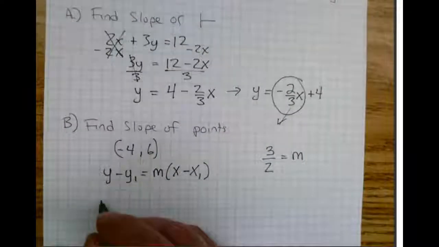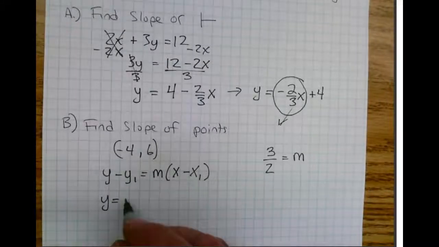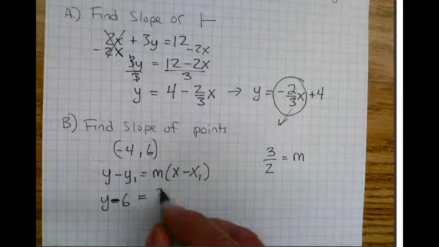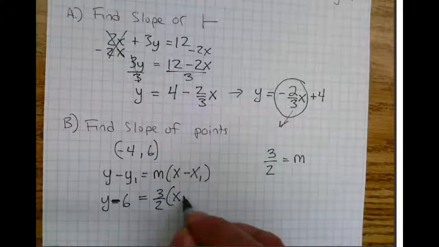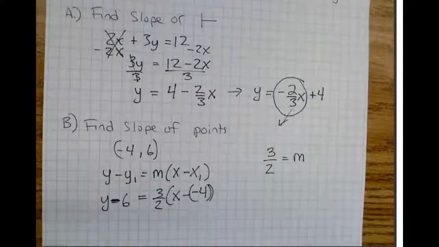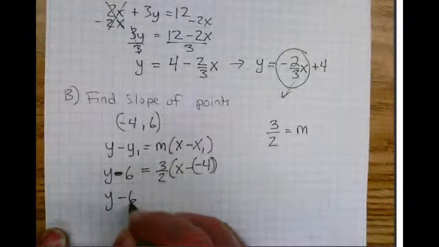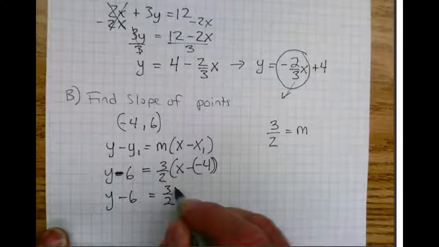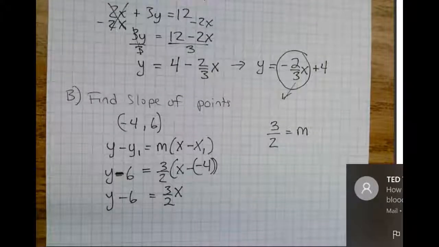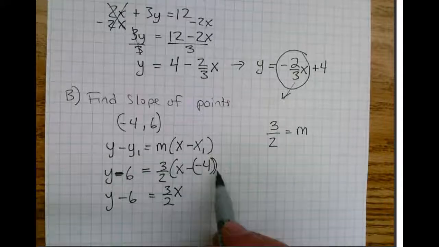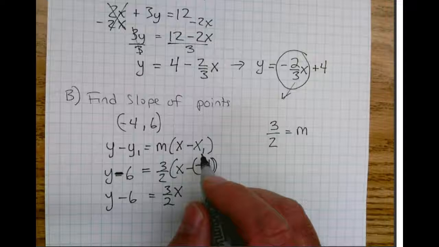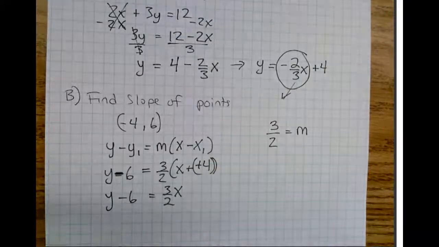So we're going to plug all that in. y minus y1, which is right here, y minus 6, I'm sorry, not equal. Then that equals 3 halves times x, then minus x1 is minus a 4. And then I'm going to do some math here. y minus 6 equals 3 halves x, and then I'm going to get rid of this. I'm actually going to change the sign. Then I don't have to worry about the negative.